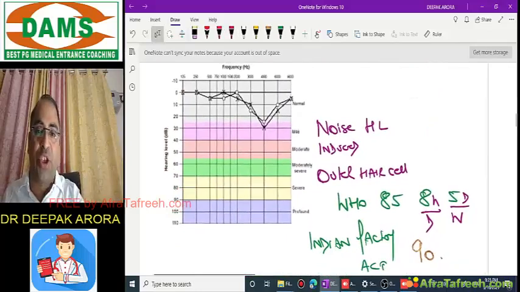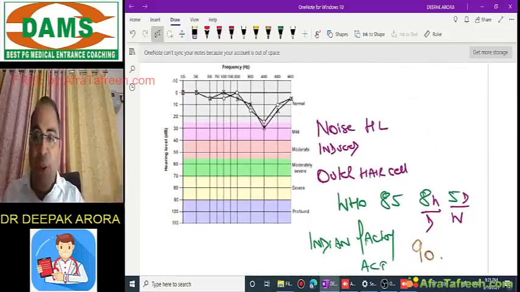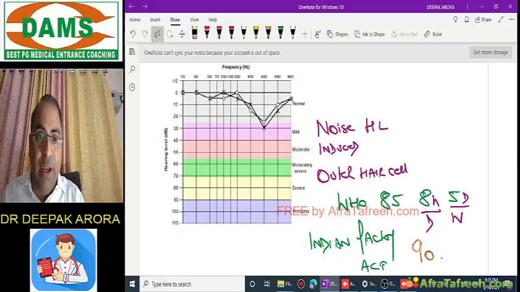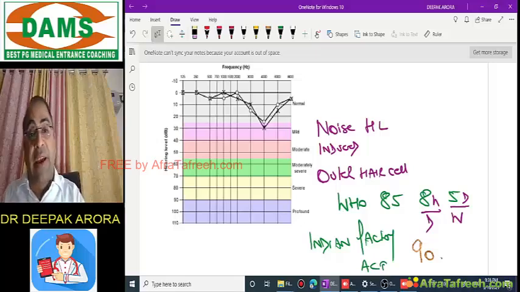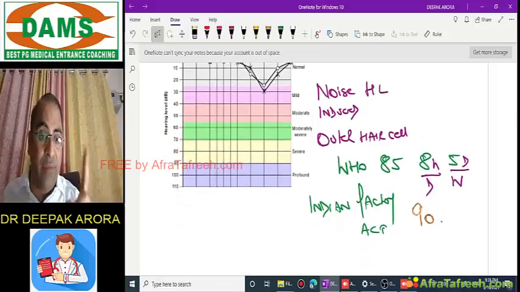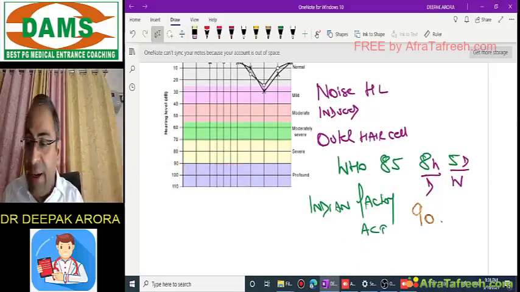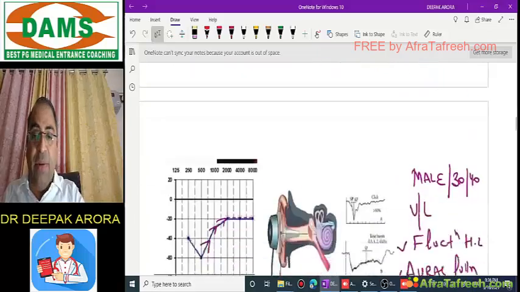Instead of 2000, they are showing 4000. What is this one? This is noise-induced hearing loss. Which MCQ? Outer hair cell is involved. What is the criteria? WHO 85 decibel, mnemonic 85 decibel: 8 hours in a day, 5 days in a week. So 85 decibel, maximum limit 8 hours in a day, 5 days in a week. But Indian Factory Act, WHO guideline 85. Our guideline, we easygoing, relaxed people, will go for 90 decibel. Am I understandable? I am showing you the slide.